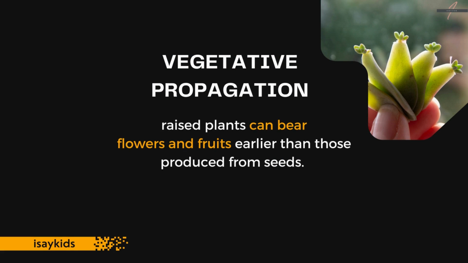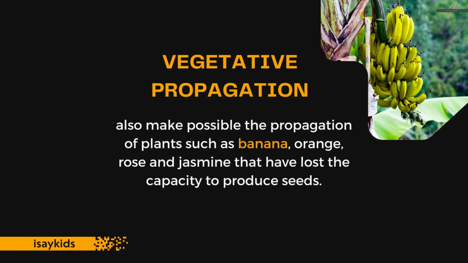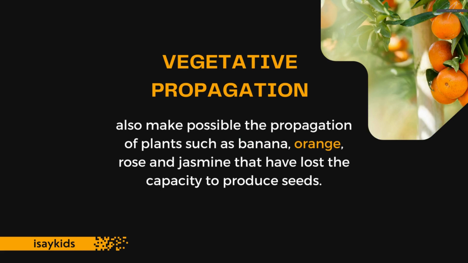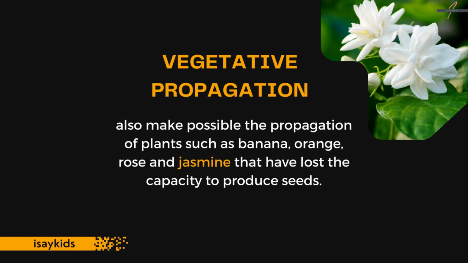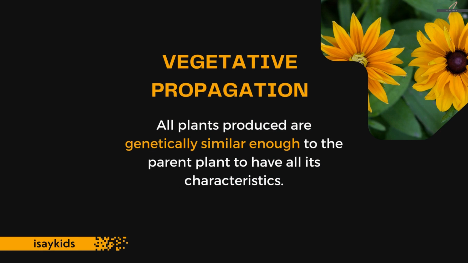Plants raised by vegetative propagation can bear fruits and flowers earlier than those produced from the seeds. Such methods also make possible the propagation of plants such as banana, orange, rose, and jasmine that have lost the capacity to produce seeds. Another advantage of vegetative propagation is that all plants produced are genetically similar enough to the parent plant to have all its characteristics.